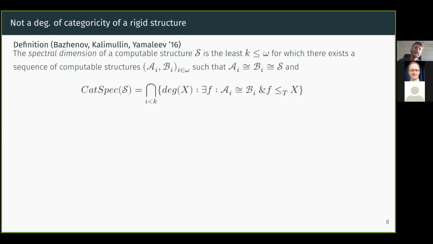To get a grasp of what Bashenov and Yamalev did, we have to consider a generalization of computable dimension, the spectral dimension. We say the spectral dimension of a computable structure S is the least K such that I have a sequence of computable structures isomorphic to it that witness the full categoricity spectrum. If you remember, the categoricity spectrum is defined to be the intersection of all the degrees that compute isomorphisms between all the two copies. And here I'm saying, is there a finite subset of that? And if it's finite, then the least size of the subset is going to be this K, so it's a spectral dimension K.